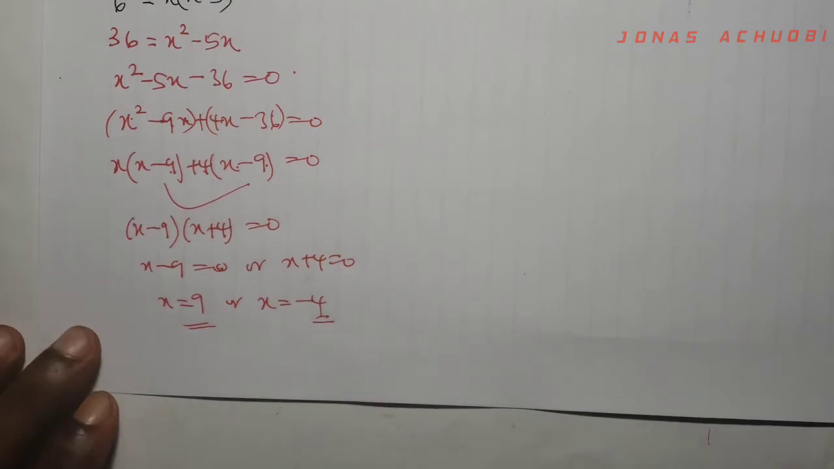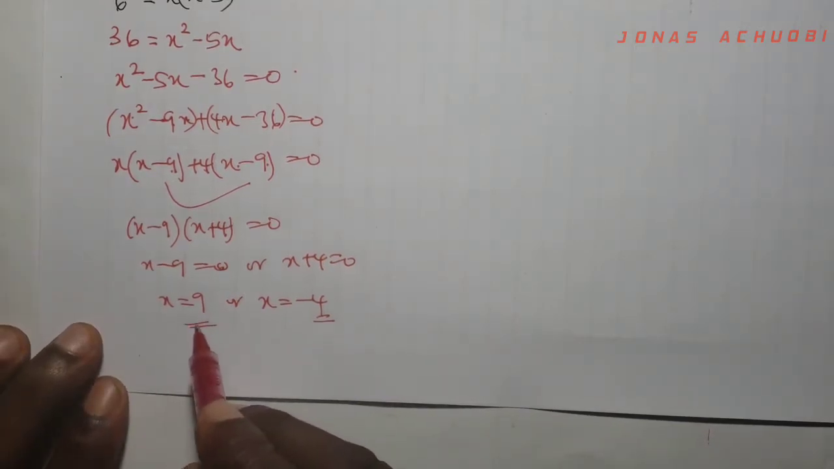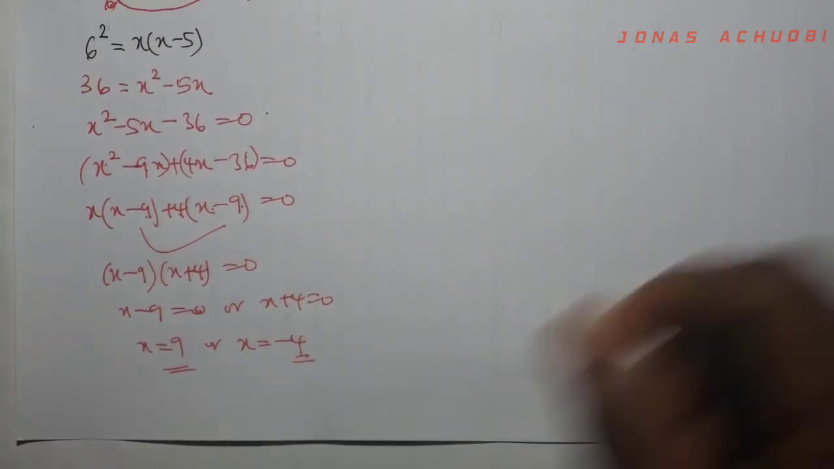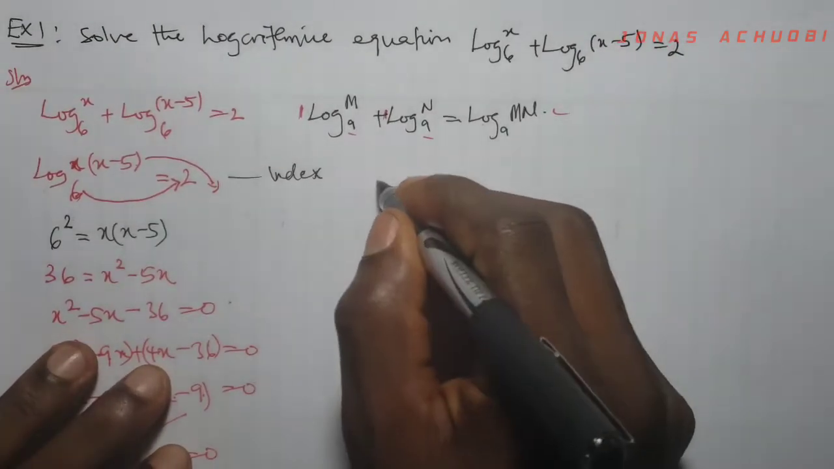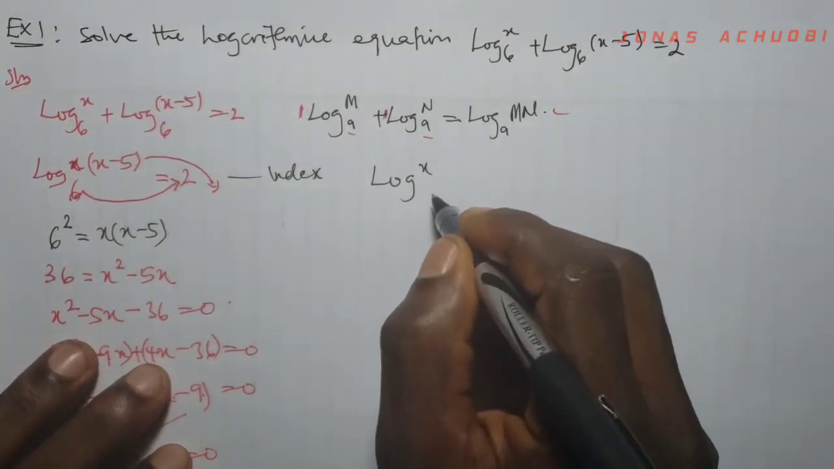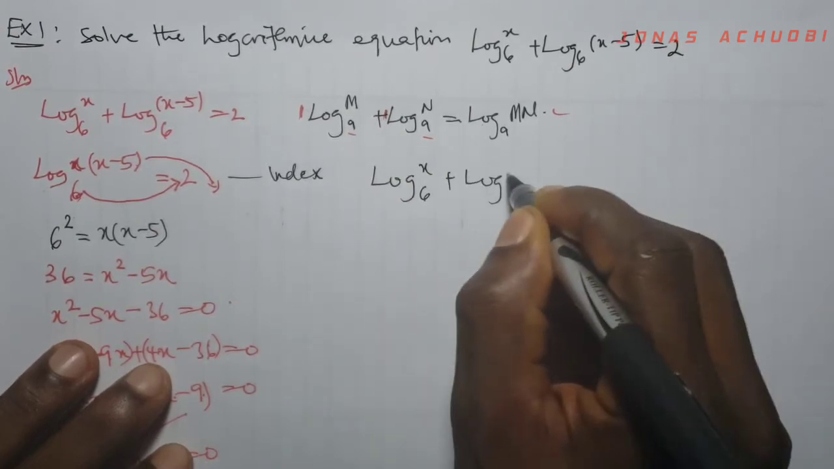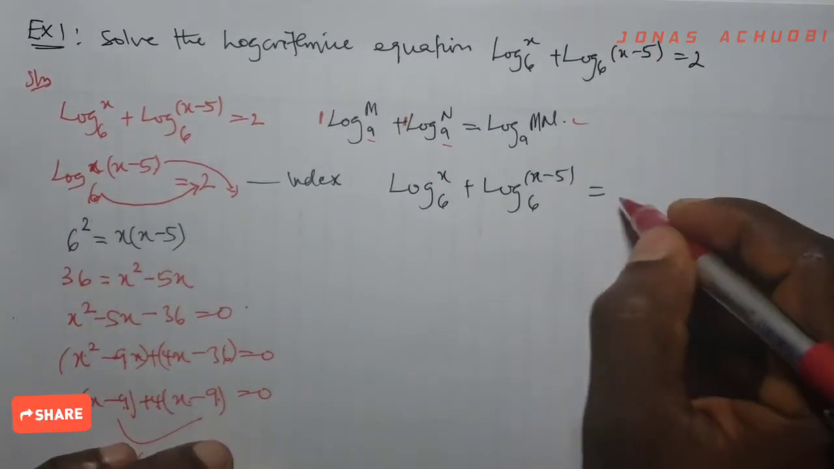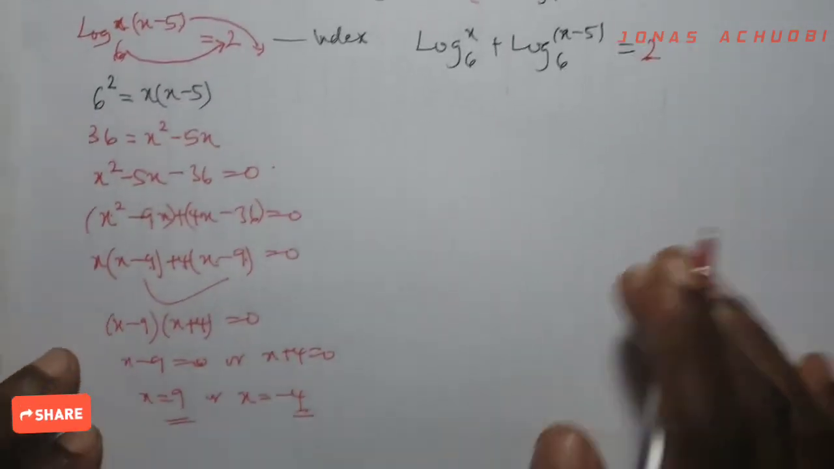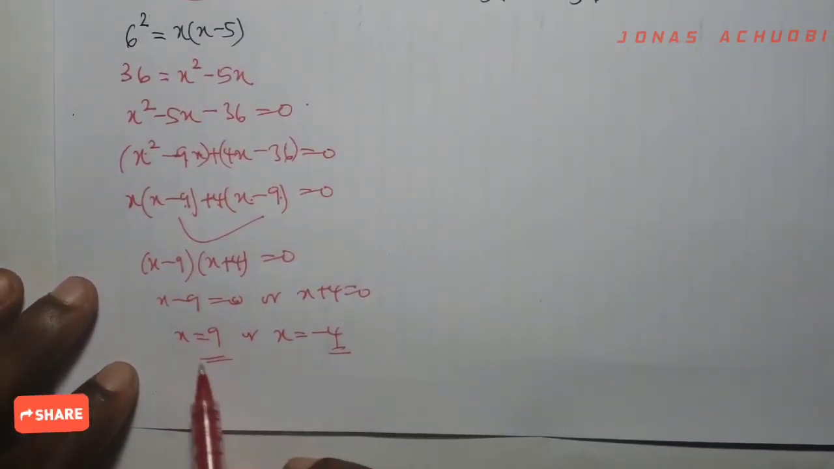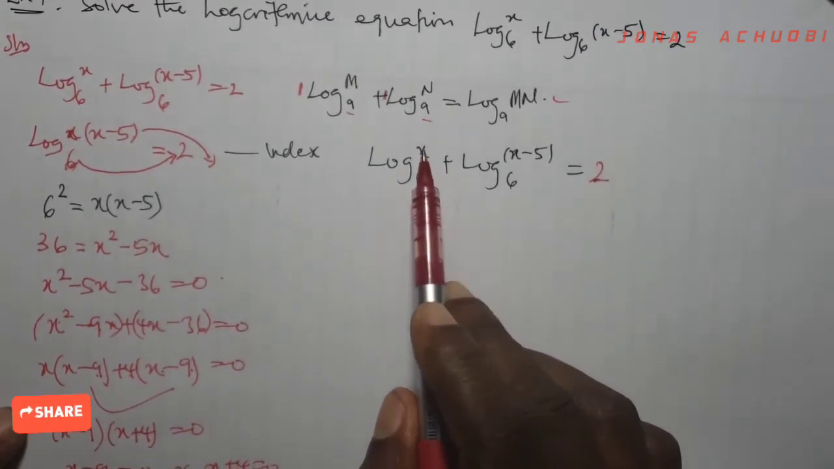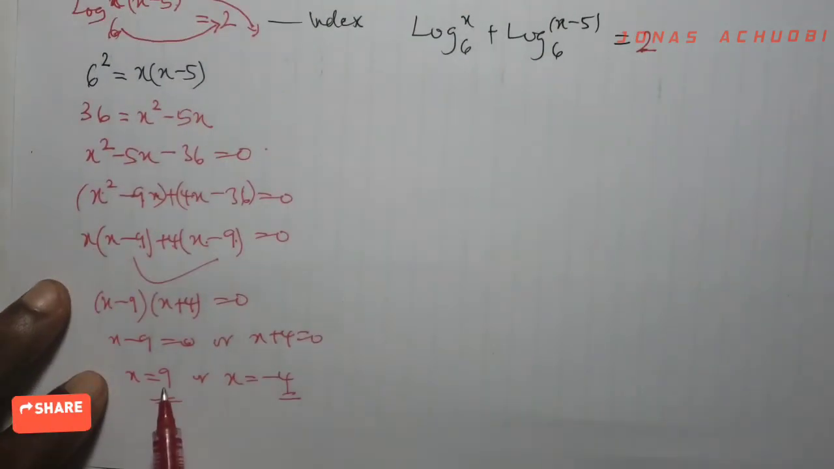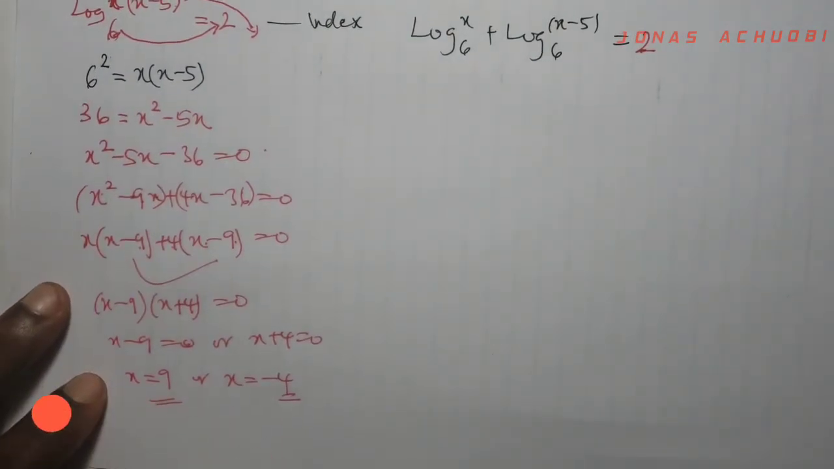But when it comes to logarithms, we must check to be sure that either both of them are solutions, or just one of them is a solution, or neither of them is a solution. So how do we check? Our log was, we're asked to solve the logarithm of x in base 6 plus the logarithm of x minus 5 in base 6, and that was equal to, right hand side was 2. So to check which of these solutions is correct, what we do is we pick the first one, x equal to 9, and plug it in here. Where we have x, we put 9. And if we work on the left hand side and we get 2, that means 9 is a solution. We'll do the same thing for x equal to minus 4.